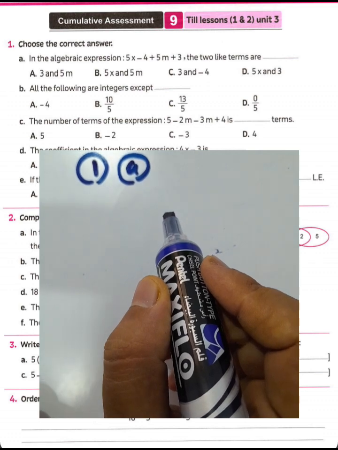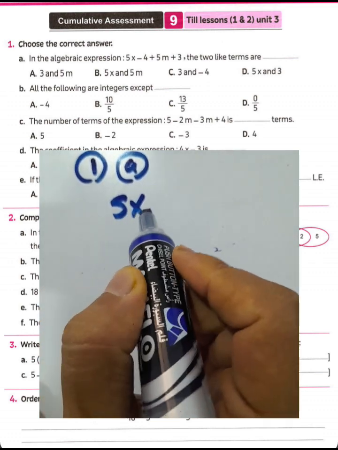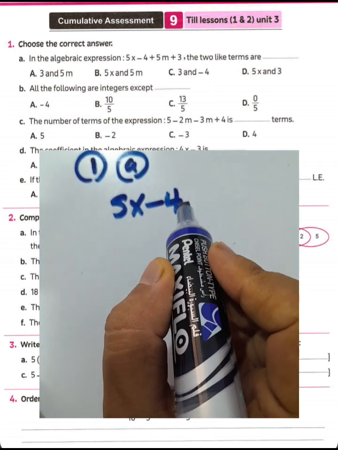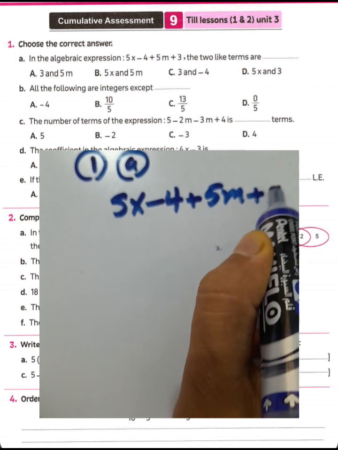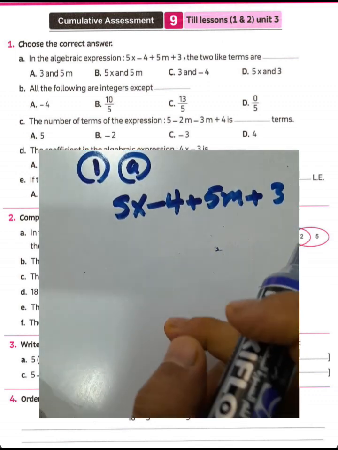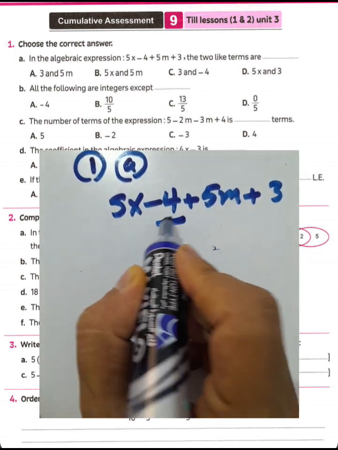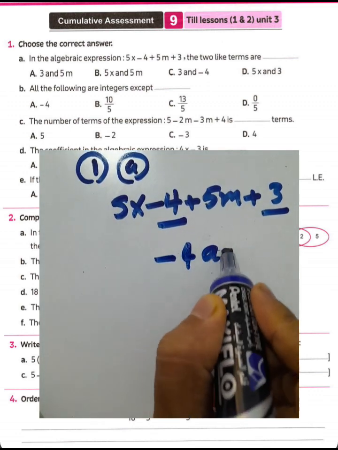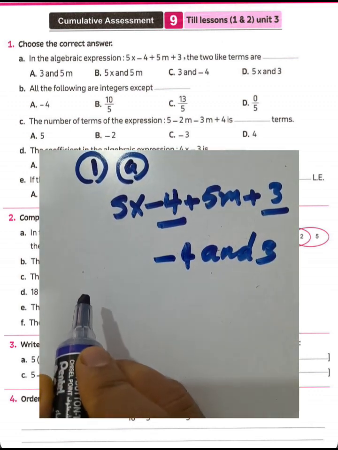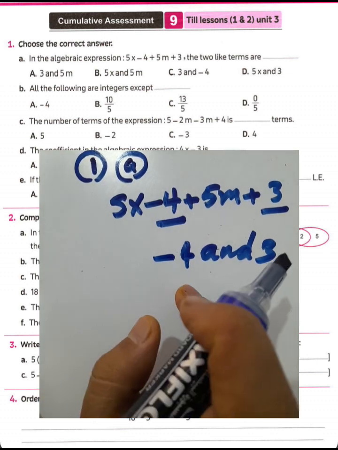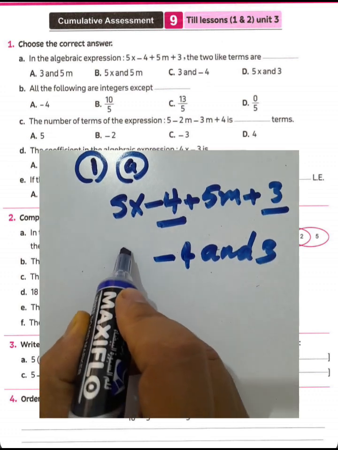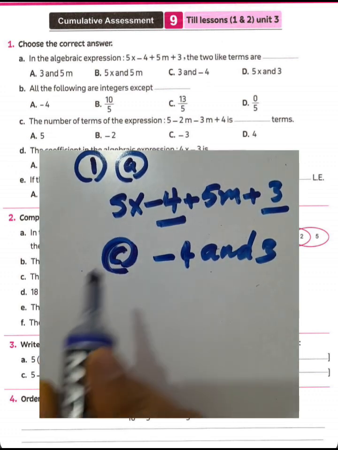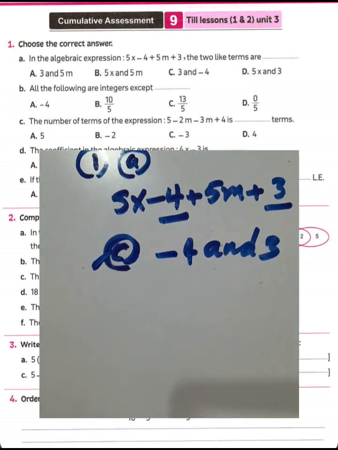In the algebraic expression 5x minus 4 plus 5m plus 3, the two like terms here will be negative 4 and 3. We have two like terms here, negative 4 and 3, or 3 and negative 4. Choose letter C. The result will be letter C for question letter A.